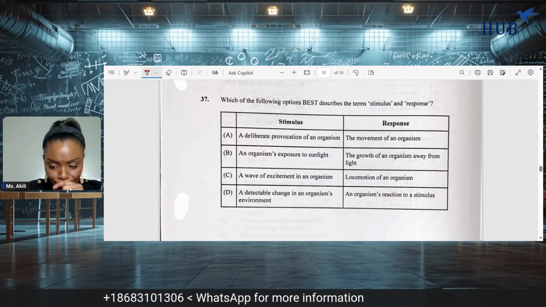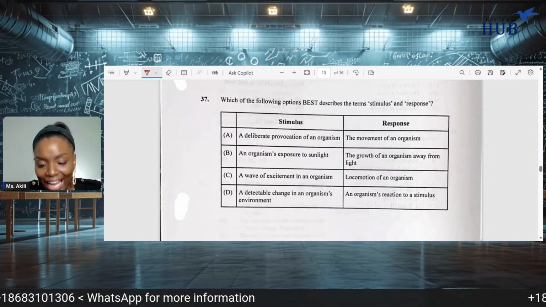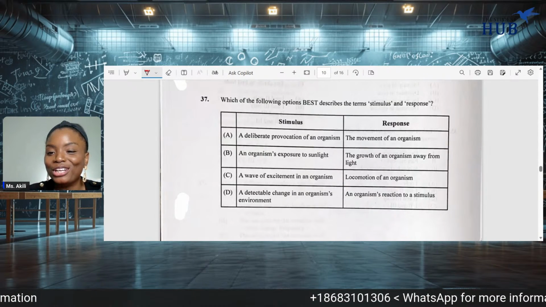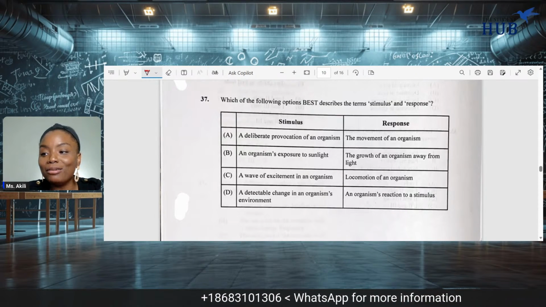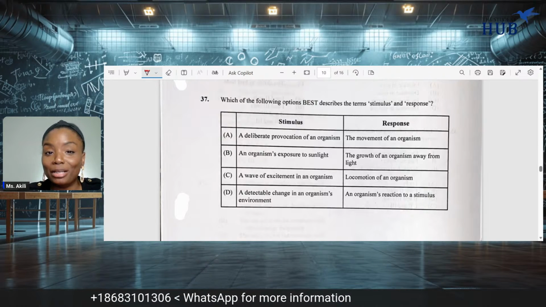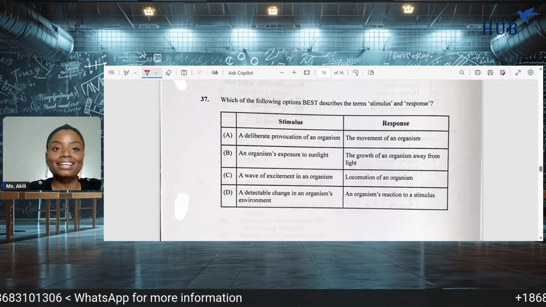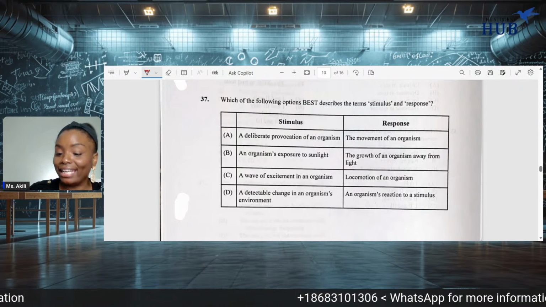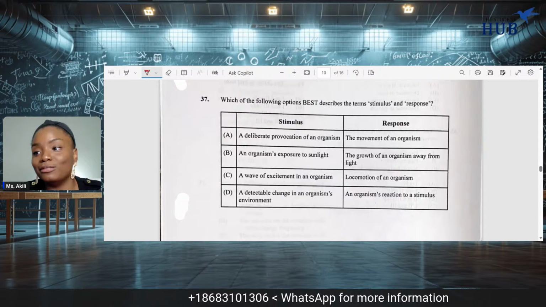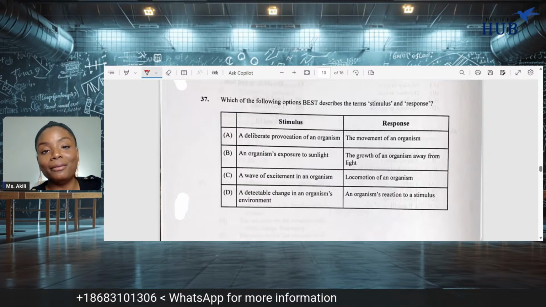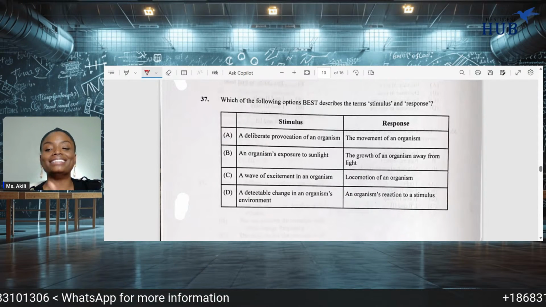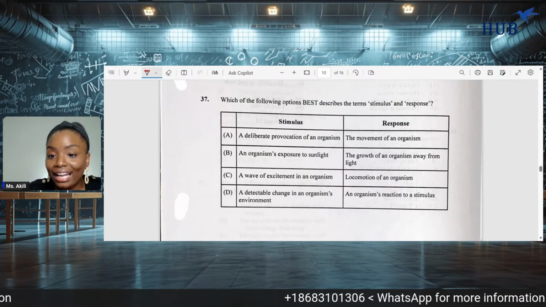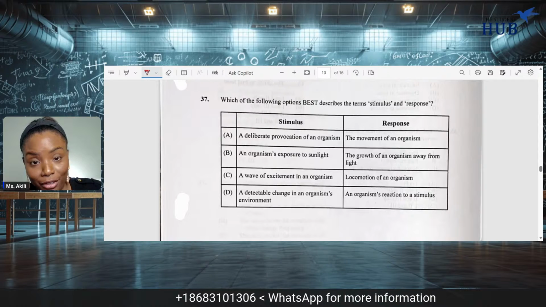Now, that can be a stimulus for sure, right? I mean, like if somebody comes up and slaps you, right? That is a deliberate provocation. You can realize that you were slapped and you may want to respond, right? And they have response as the movement of an organism. What is going to be your movement in response? By the way, I do not condone violence, right? This is not condoning of violence. I'm just saying that could be a deliberate provocation and a response may or may not happen, right?